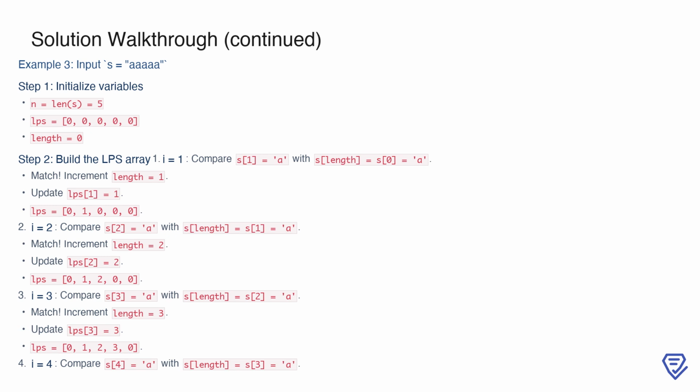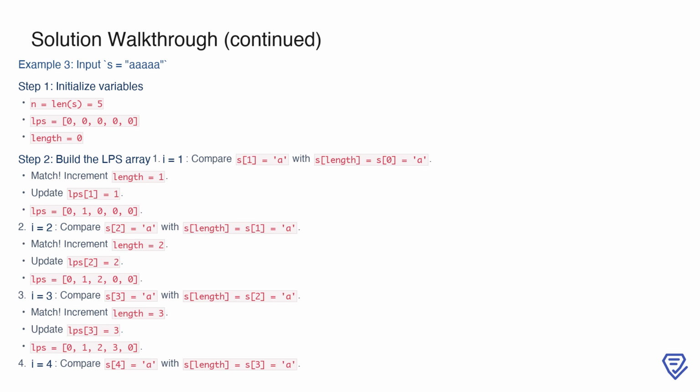For I equals 2, we compare S2, or A, with S1, which is also A. Again, there's a match, so length is incremented to 2, and LPS2 is updated to 2. The LPS array updates to 0, 1, 2, 0, 0.